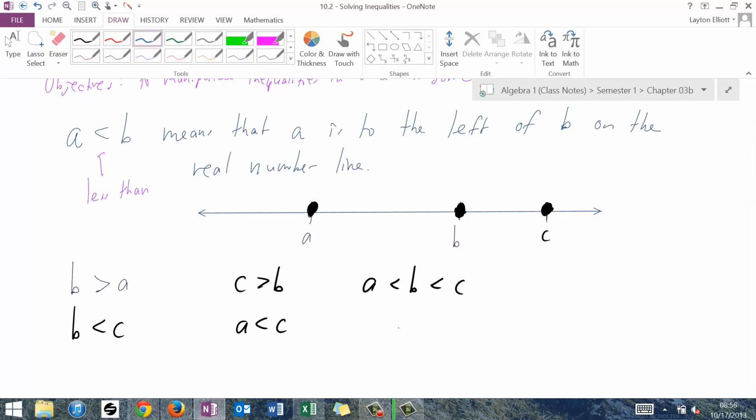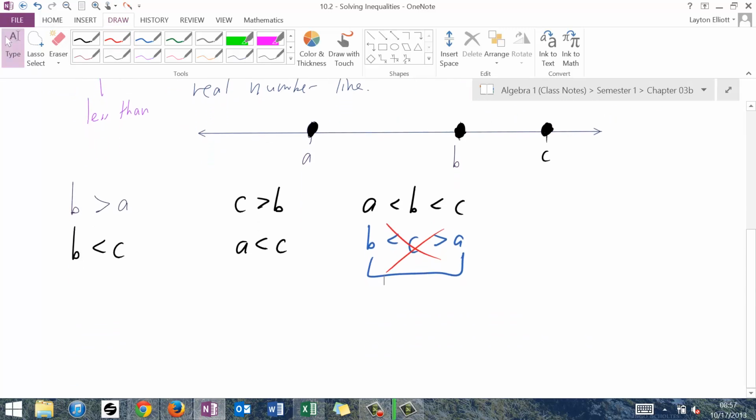Something that sometimes people put is something like this. Let's say B is less than C, which is greater than A, and I can't do that because this doesn't make sense for what this is doing. I can't tell what B and A are doing, so don't ever write that. But these are all inequalities or compound inequalities.